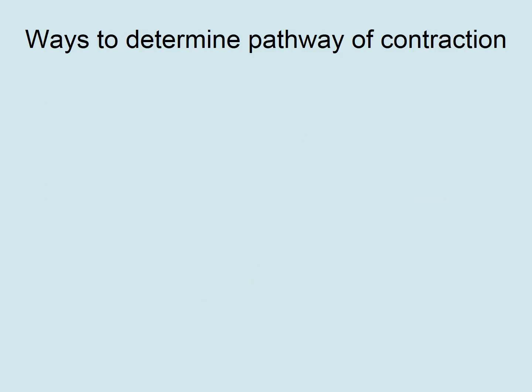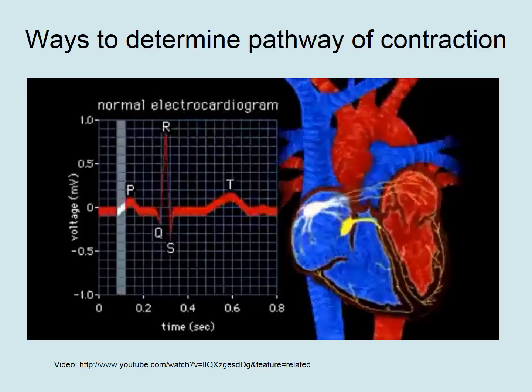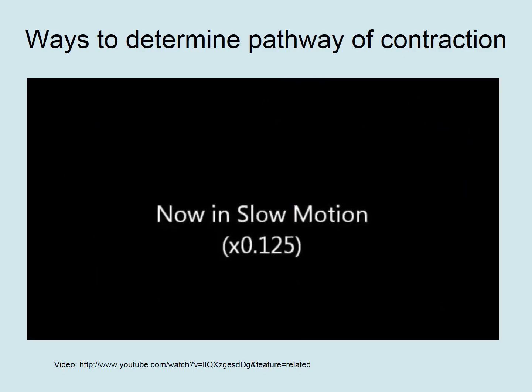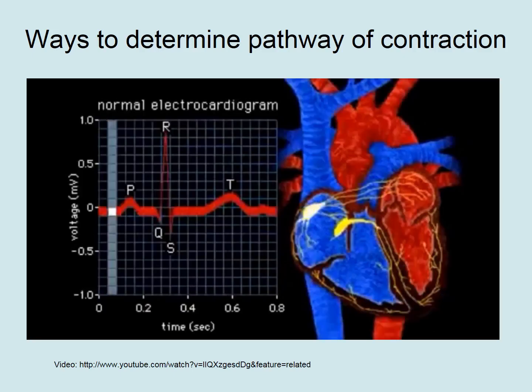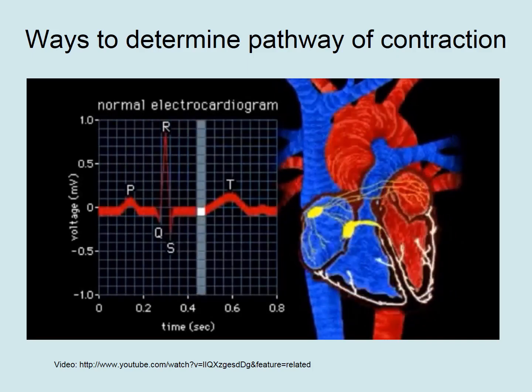So let's talk about ways to determine this pathway of contraction. The first way of determining this is with what's referred to as the electrocardiogram. The electrocardiogram is the ability to see the electrical release of energy from the heart through what is usually referred to as the PQRST wave. This electrocardiogram shows the pattern of contraction based on the electrical activity. So if we look at it, we have the electrical activity occurring. Note the very short periods of time here: the P, the Q, R, S, and then finally the T.